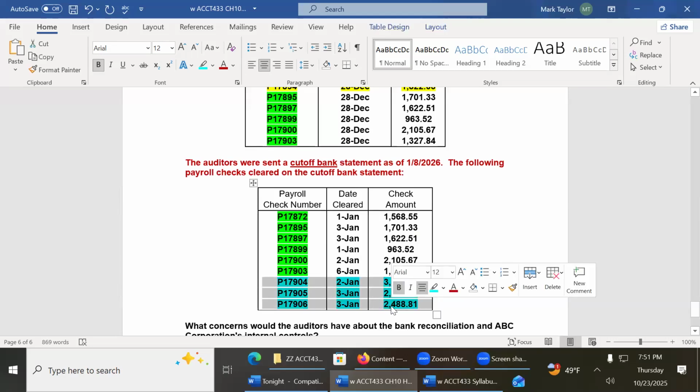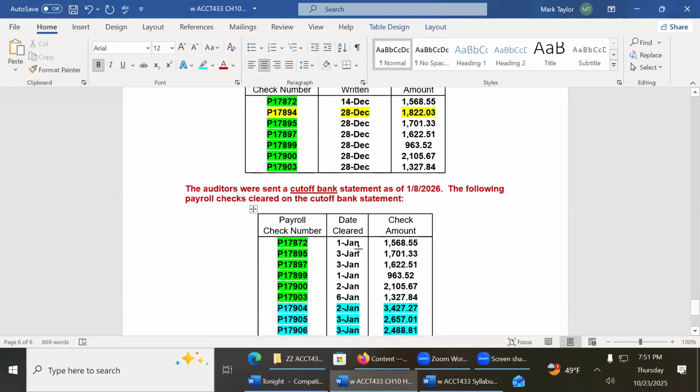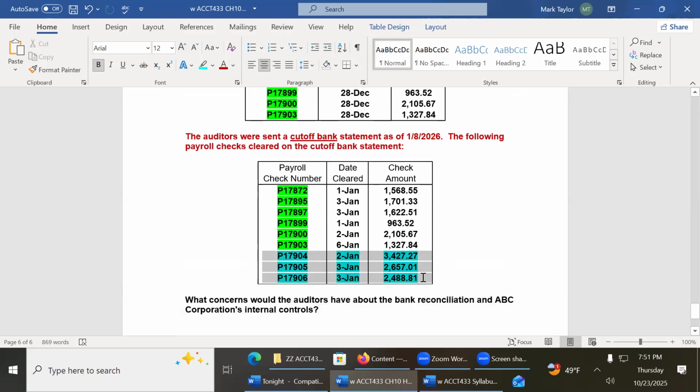Professor, would those be like a bonus or commissions? They could be, but again, it would be unusual if those didn't relate to the previous month.